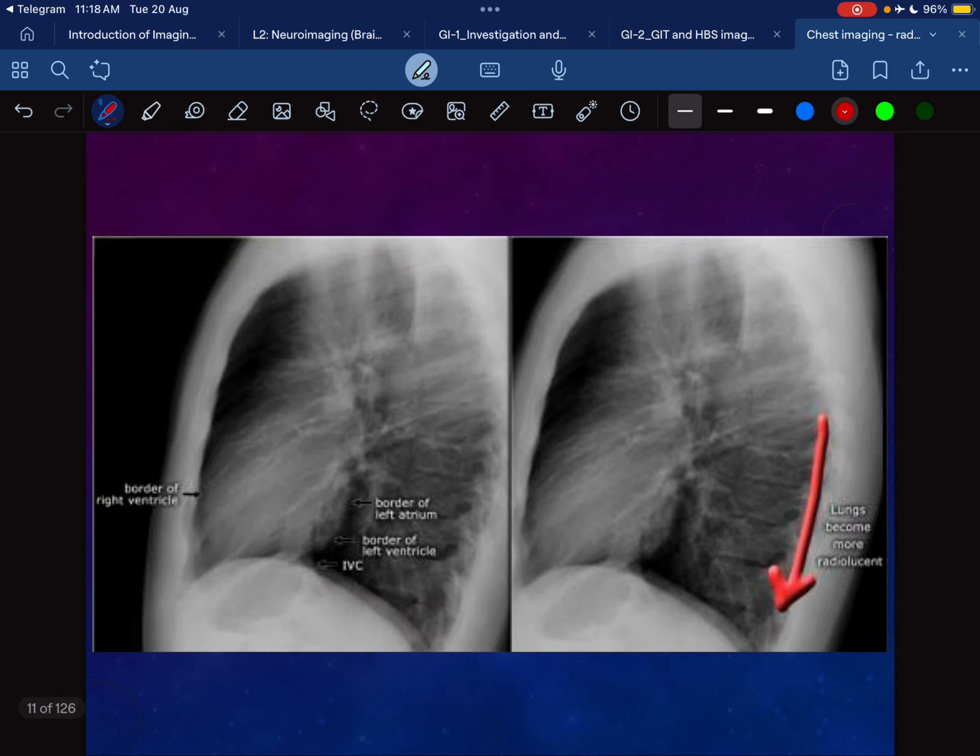Normally, the lung becomes blacker when we go down. Anyone knows why? Why is the lung black at its base compared to the top here? More air, gravity. Why is it black here? There's gravity here. Cold air, hot air. No.